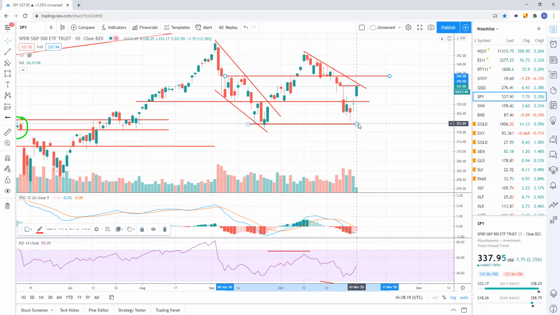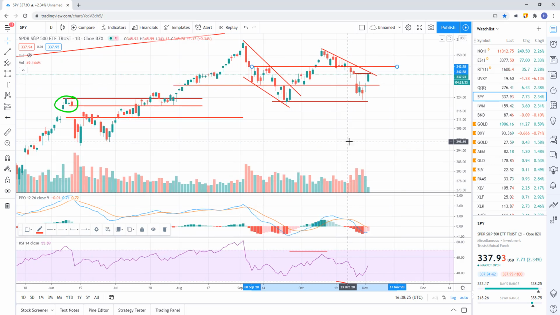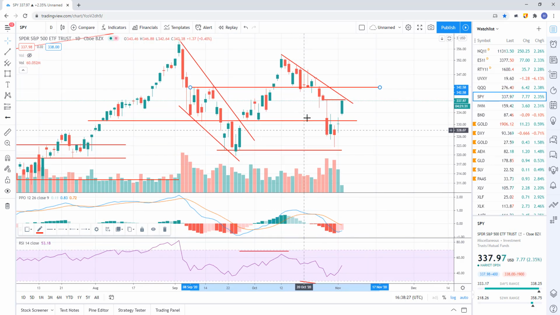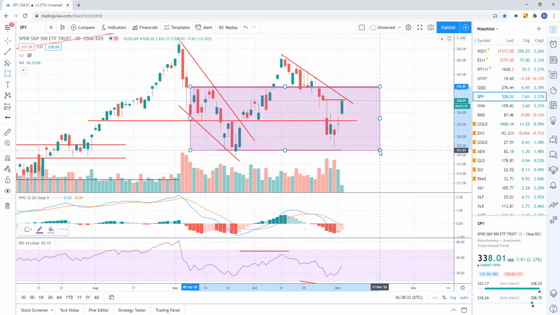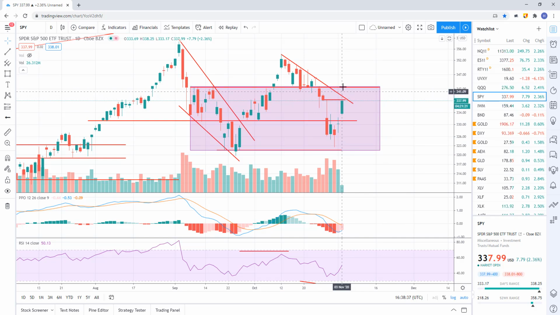I think we're probably heading down to this 321 area, and we're going to undercut it. The reason why I think that's possible, or probable I suppose, is again, think of this area as a big trading range right there. So the 342 is the top of the trading range. So we pop up, hit the top of the trading range, and then roll down.